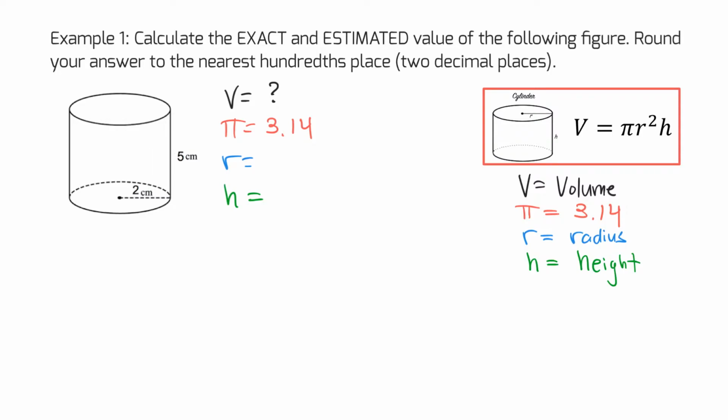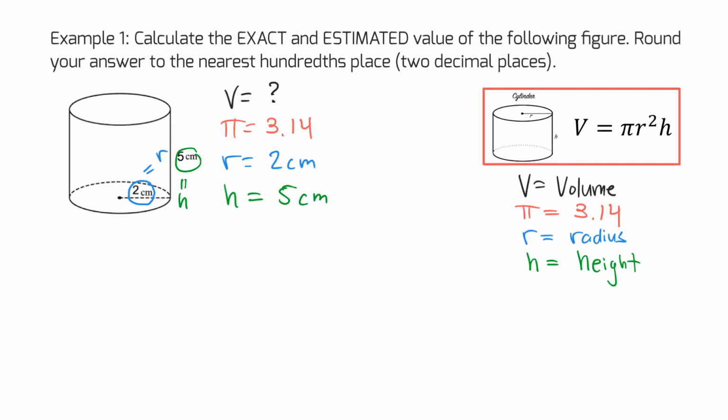Now, I want to find r. If I look at this diagram, this cylinder, r is always half of the total way across of that circle. So I know that this number right here will have to be r because it is halfway across. My r, my radius, is going to be 2 centimeters. Next, my height. The height of the cylinder will be 5 centimeters, so I'm going to circle that. That'll be my height, 5 centimeters.